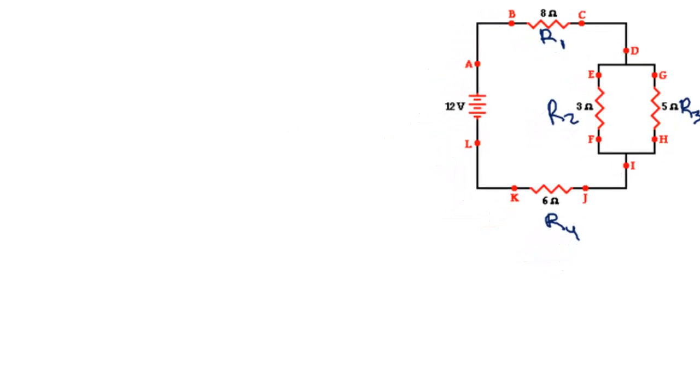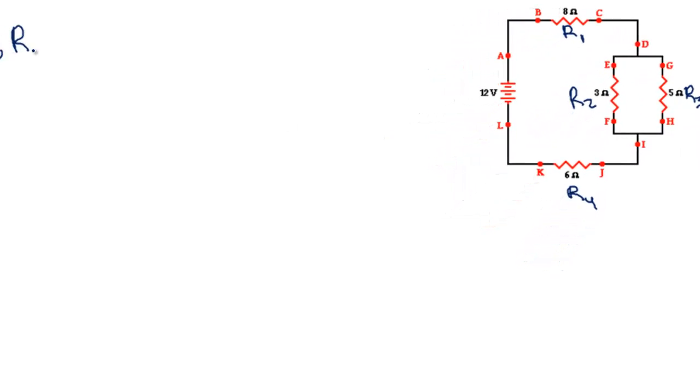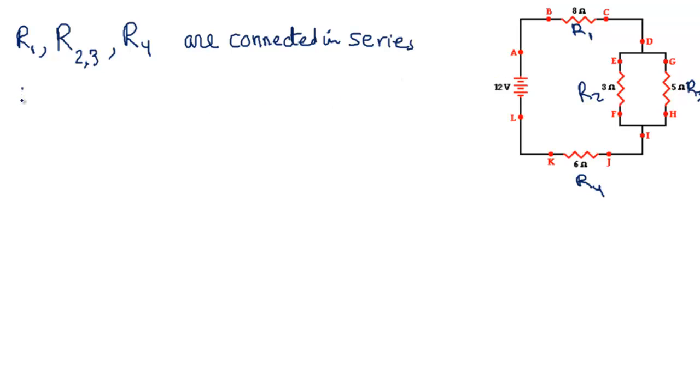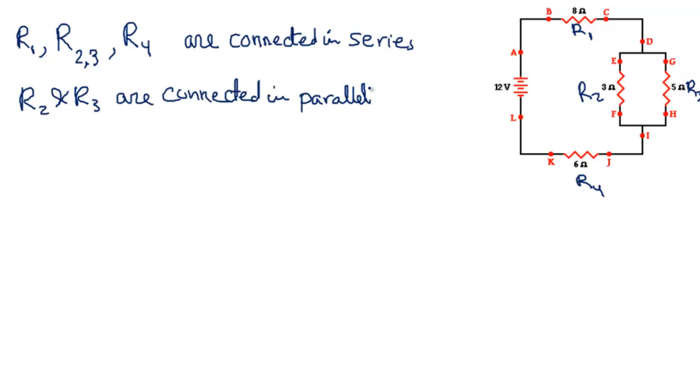So R1, the equivalent of R2 and R3, which I write as just R2,3, and R4 are connected in series, while R2 and R3 are connected in parallel. So this should be your first observation. This is the first thing you need to observe when you look at this circuit.